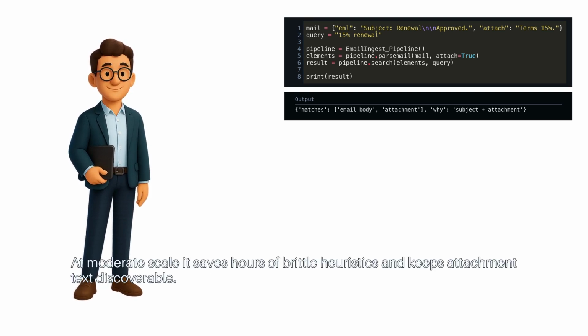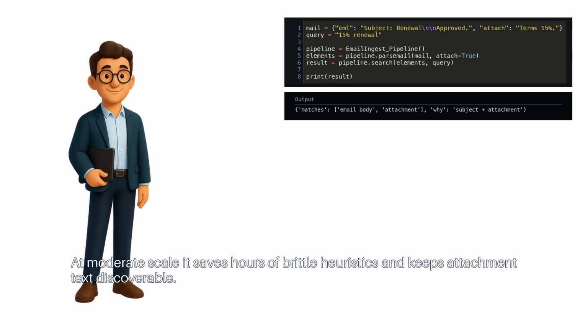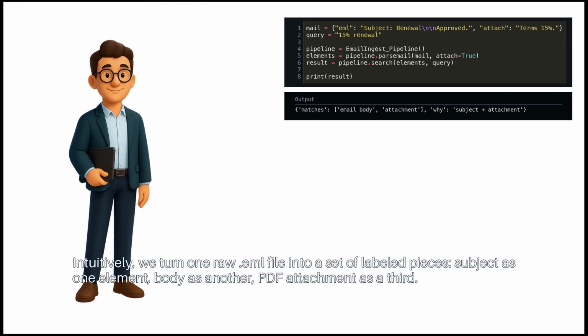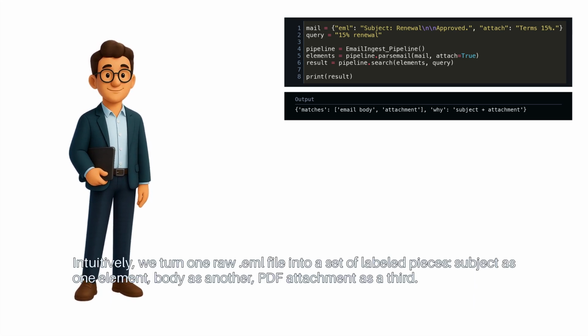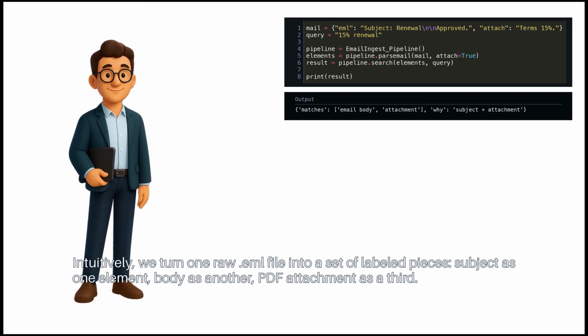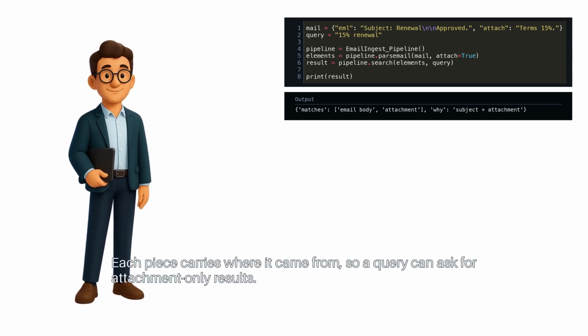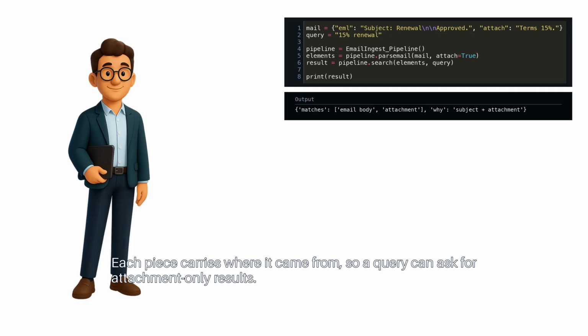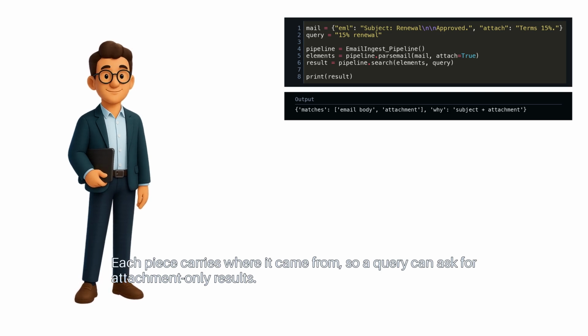At moderate scale, it saves hours of brittle heuristics and keeps attachment text discoverable. Intuitively, we turn one raw .eml file into a set of labeled pieces. Subject as one element, body as another, PDF attachment as a third. Each piece carries where it came from, so a query can ask for attachment-only results.